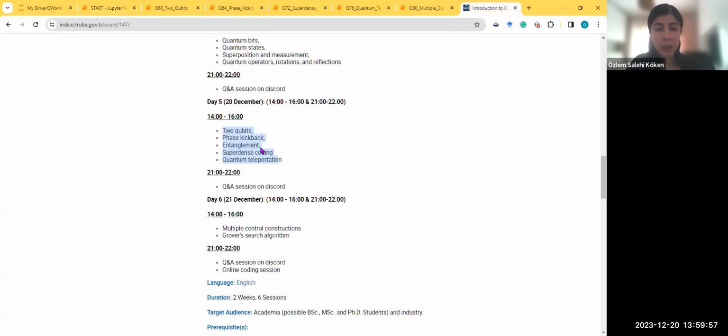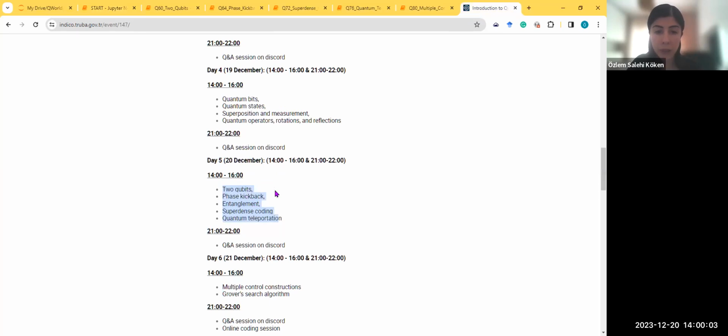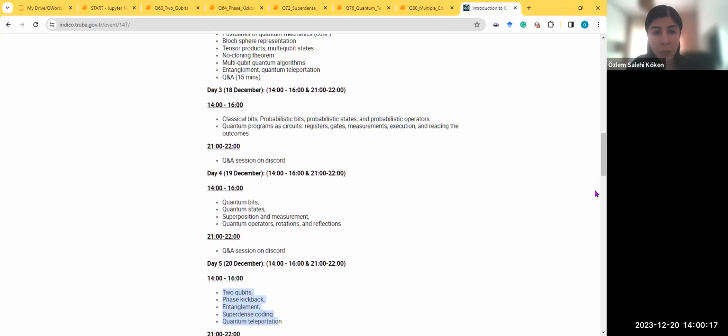So today, we will cover those notebooks. We have two qubits, phase kickback, entanglement, superdense coding, and quantum teleportation. Two qubits will be mostly like the quantum version of what we did on Monday with multiple probabilistic bits. So you will be really familiar with this concept. And then we will see some concepts which do not really exist on the classical side, but are more special to quantum systems.